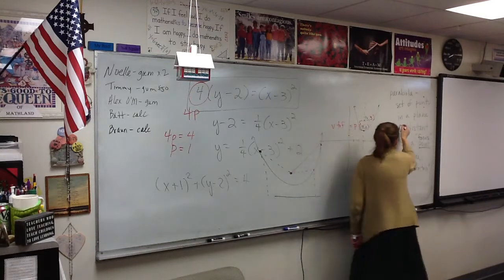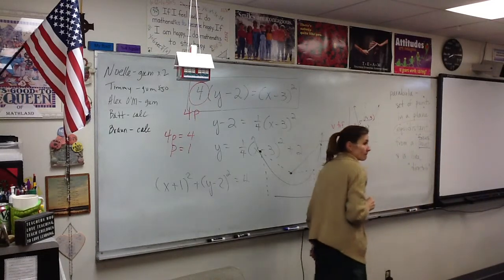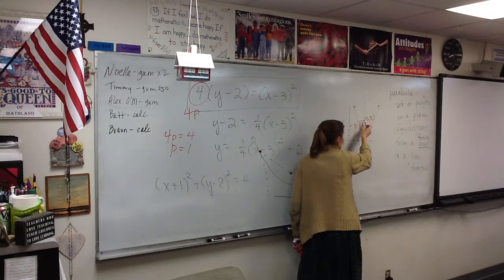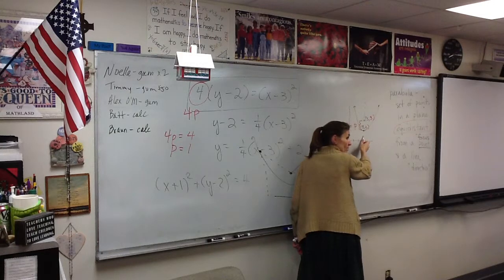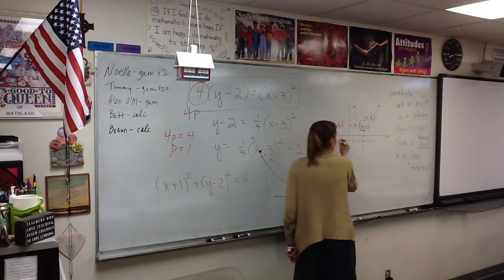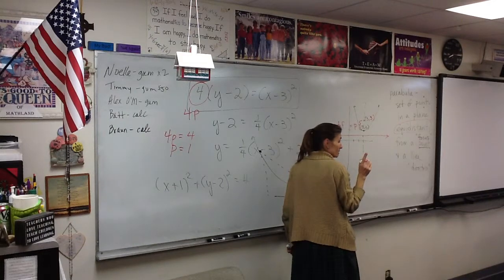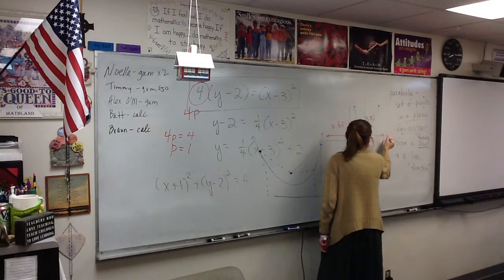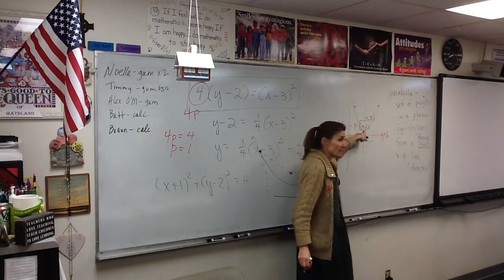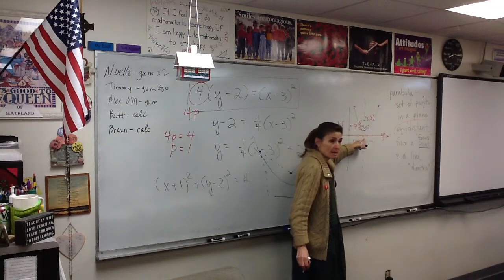Now remember this word, equidistant? If we go up 1 to put our focus on there, guess what we're going to do to get our directrix? Go down 1. So your directrix is a line, and it is the line where y equals 1. My vertex was at 2, I came down 1.